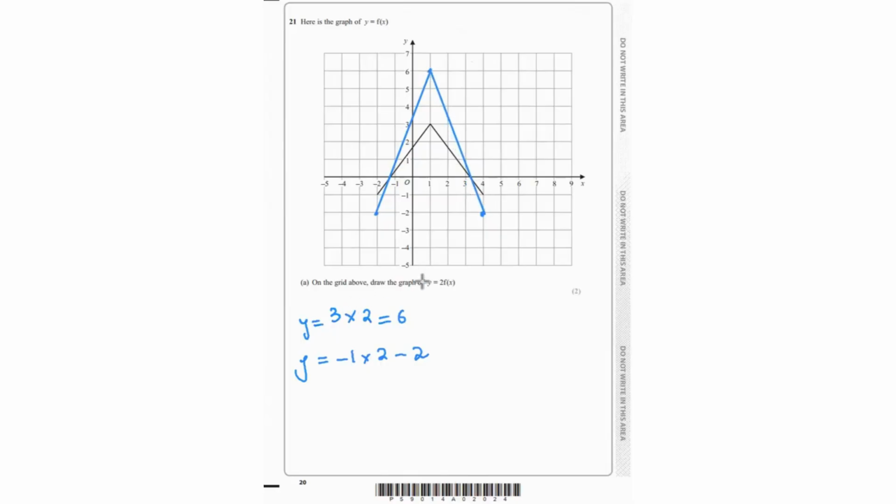As you can see, nothing is happening to the x value. What's changing is the y value because the function is directly getting multiplied by 2. So the x value remains the same at -2 and 4 and at 1. Y becomes 6 and -2.